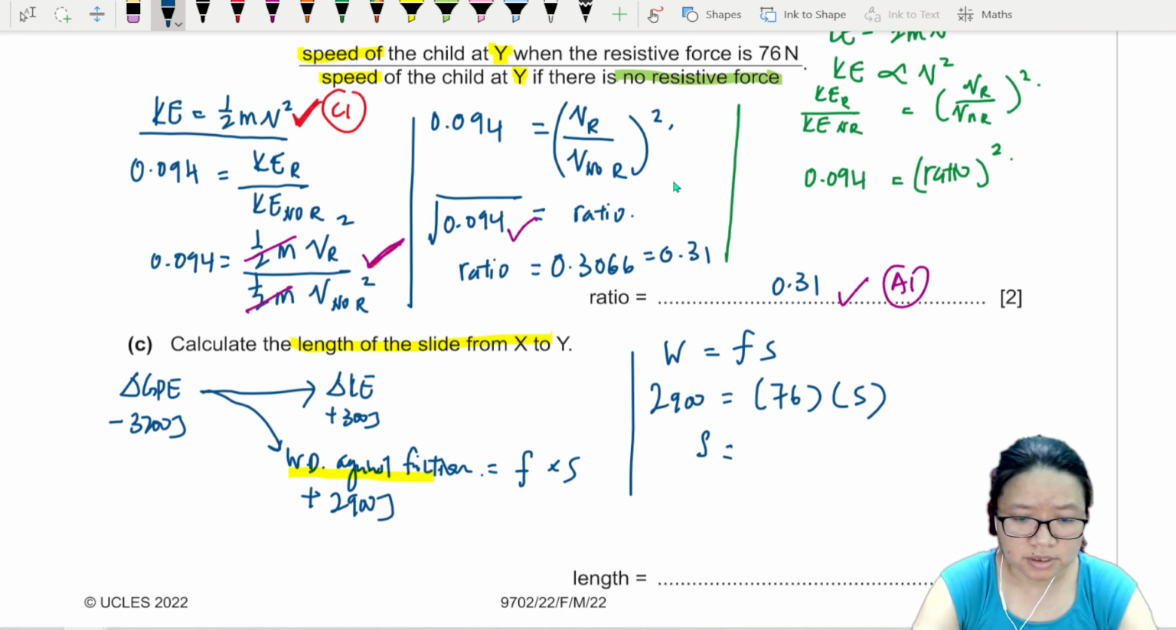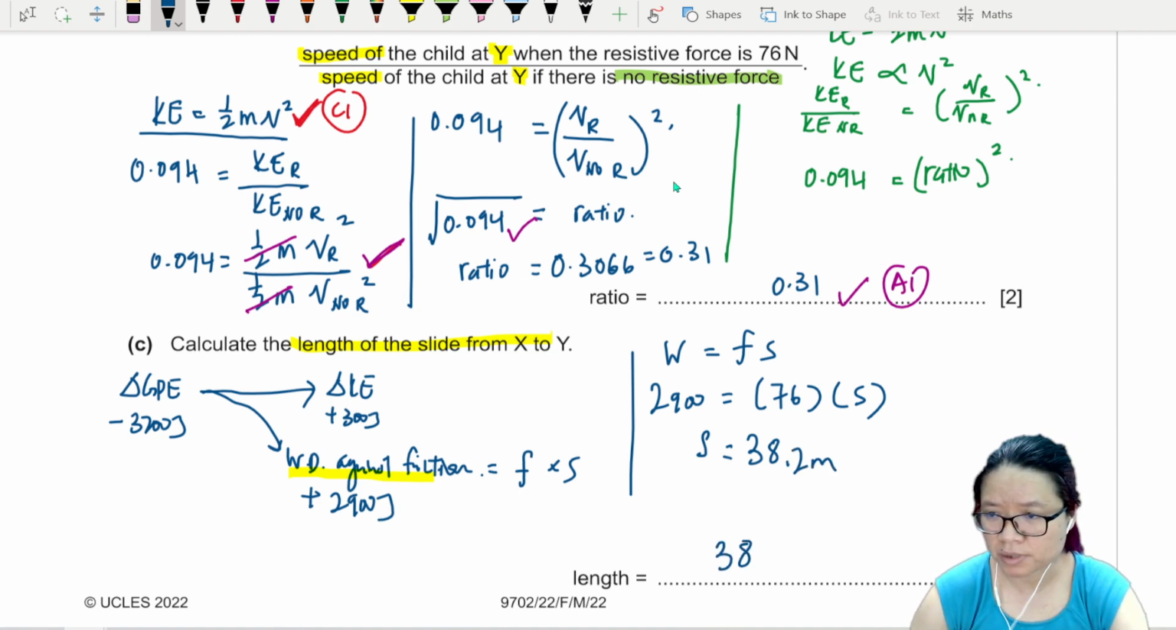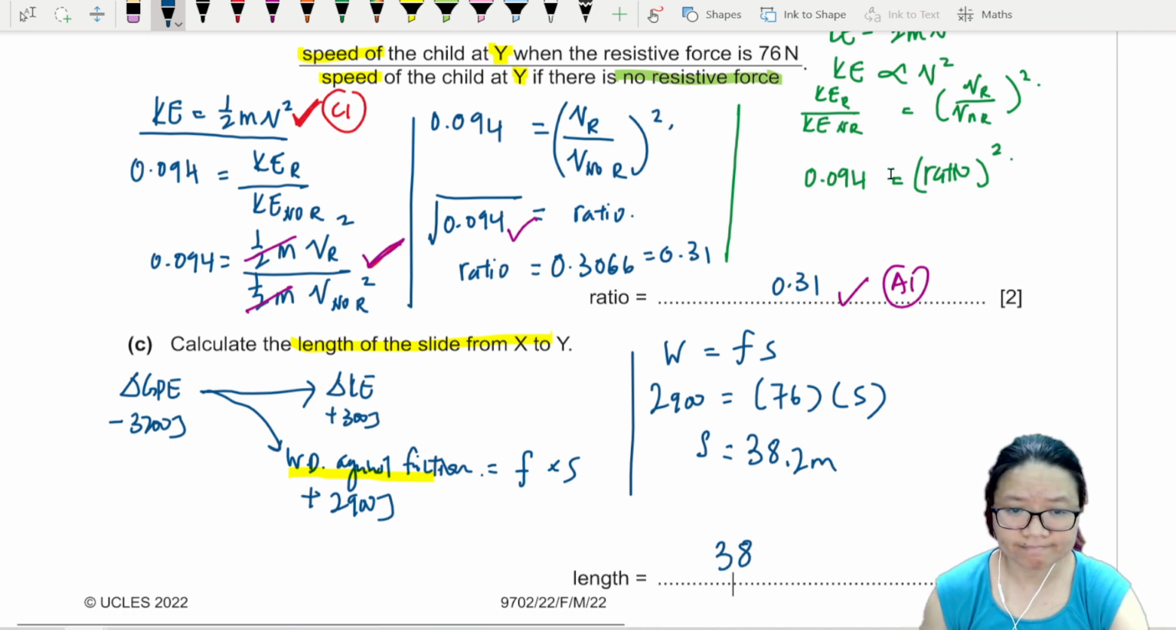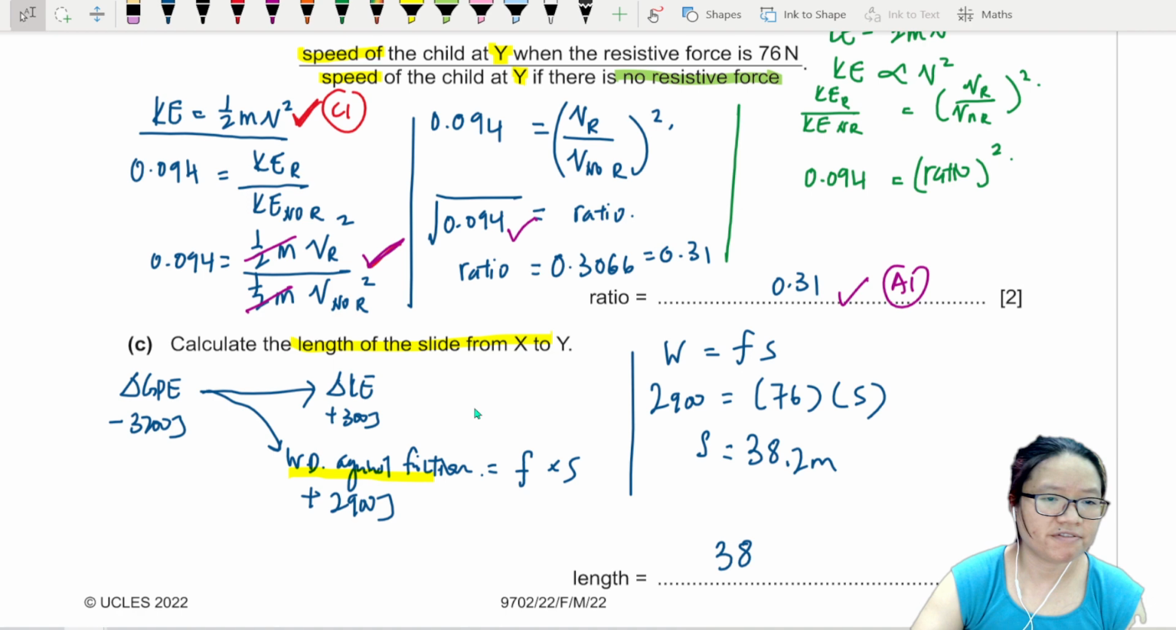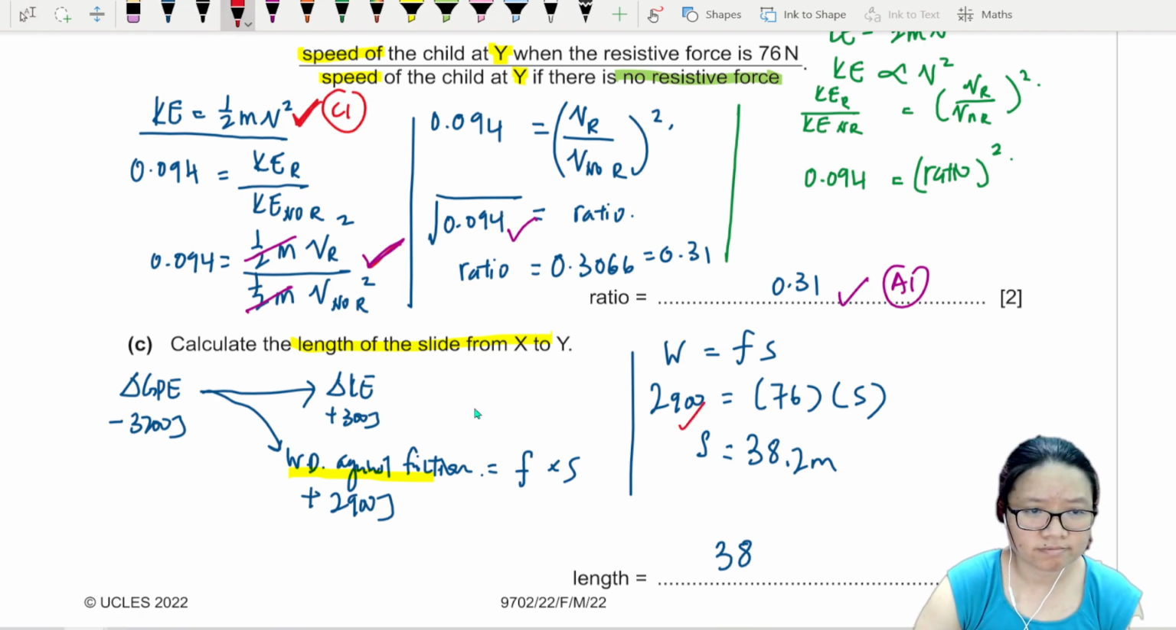2900 divided by 76, this is 38.157894, 38.2, or to 2SF, this will be 38 meters. Right, this is 2 marks. So if there is 2900 here, or you draw this anything lah.